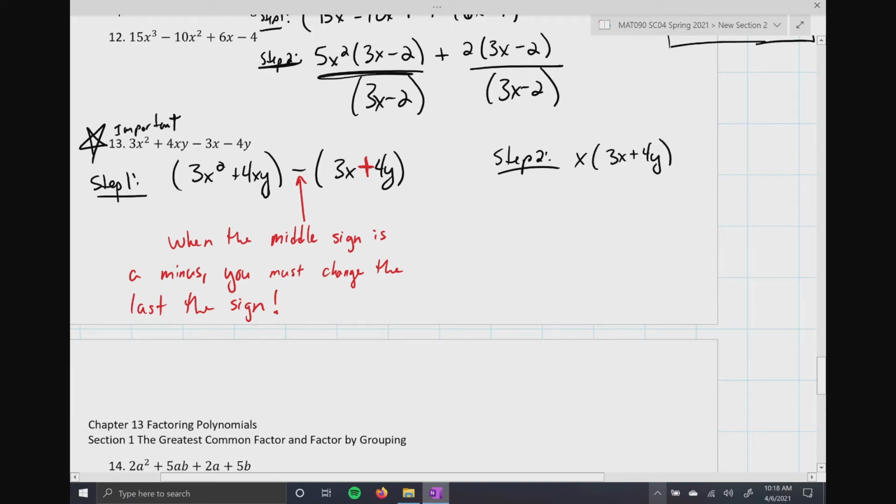I could still factor out the x out of the first grouping. But hopefully now you can see we're on the correct path, because inside the parentheses, they match: 3x plus 4y and 3x plus 4y. Does that make sense, everyone? All right? That is the big thing that I need you to learn here.